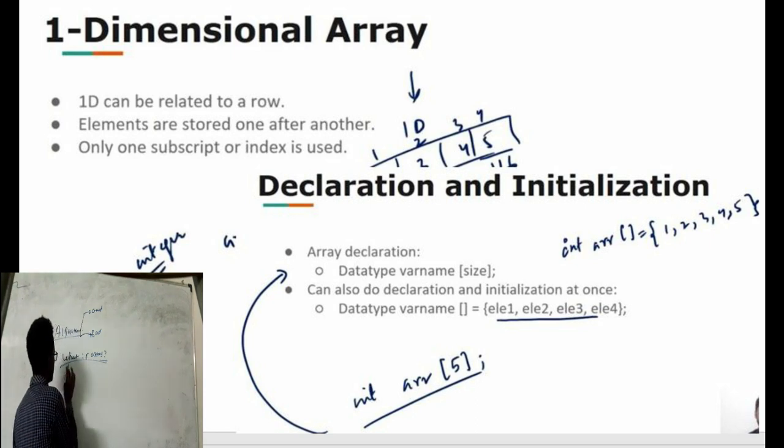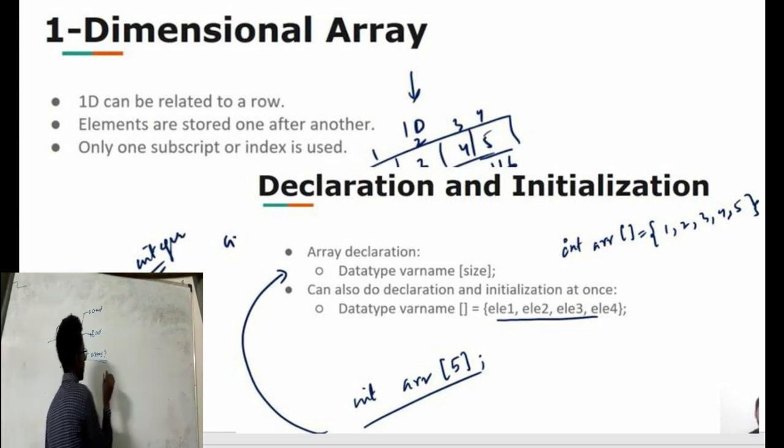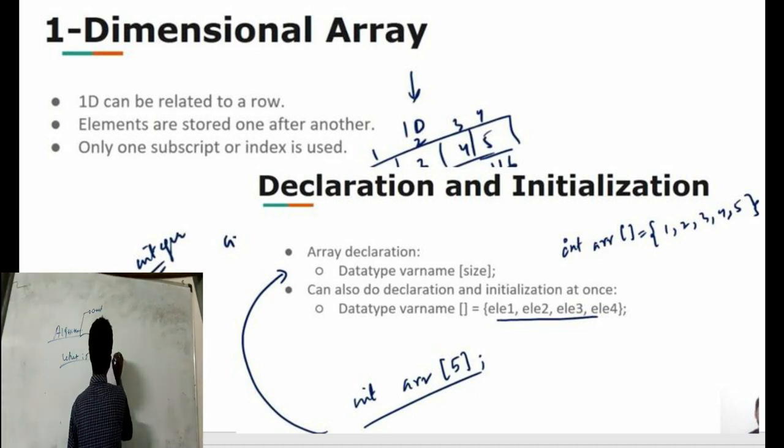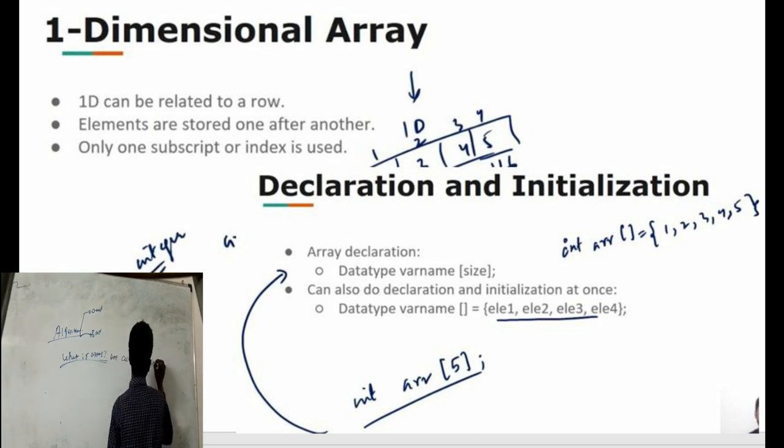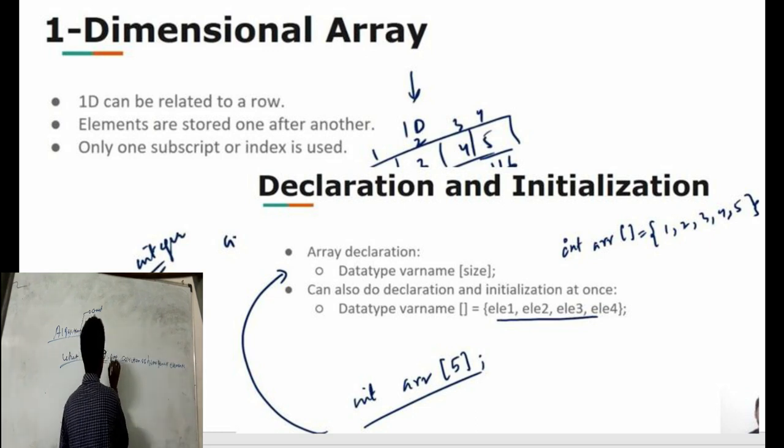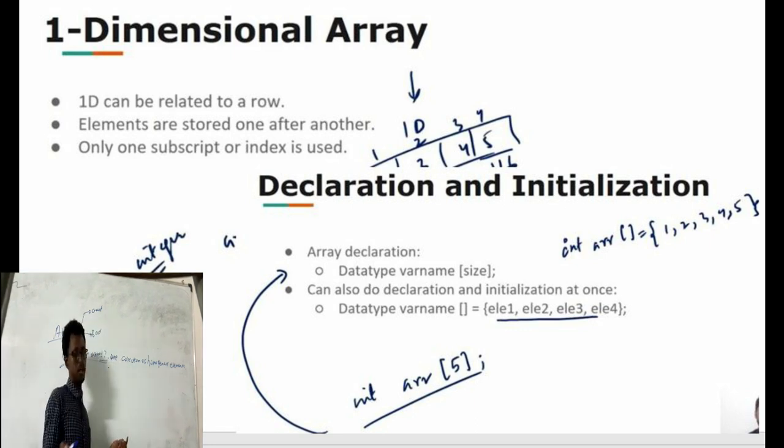Arrays are homogeneous data element collections. Simply, arrays are collections of homogeneous elements. This is the definition. The next one: arrays may be one-dimensional or two-dimensional, or single-dimensional array.